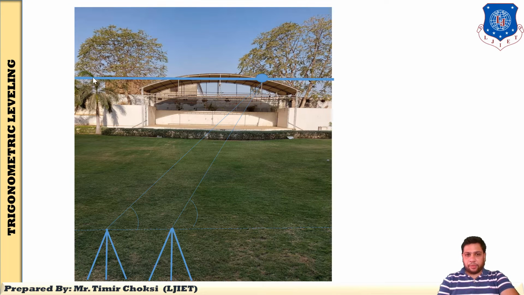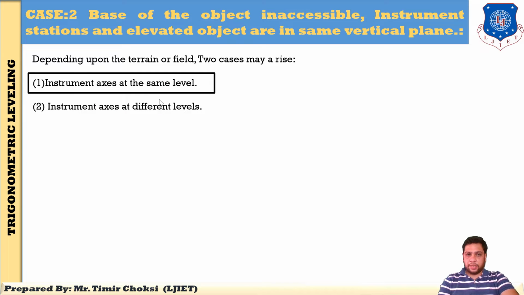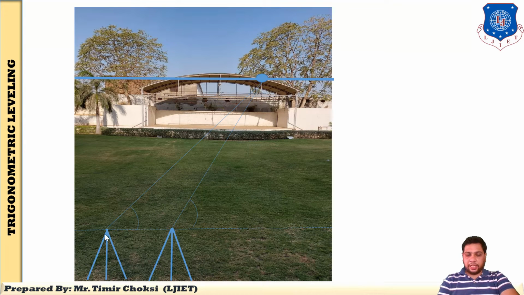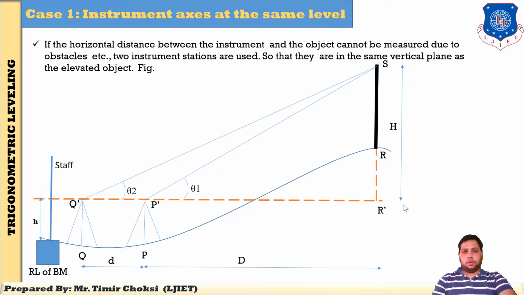Here the elevated object, this is our object. You have to find the height of this object. So this object and the instrument axis are at the same level, and in this condition, the instrument axis at the same level, it is clearly seen the instruments are at the same level. Okay.